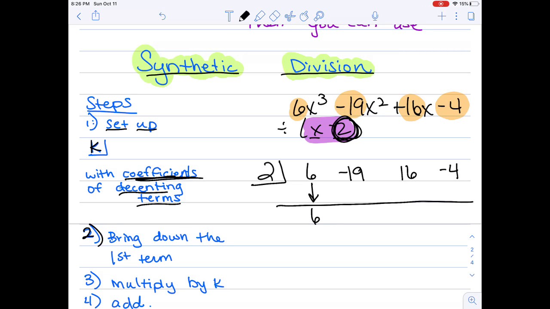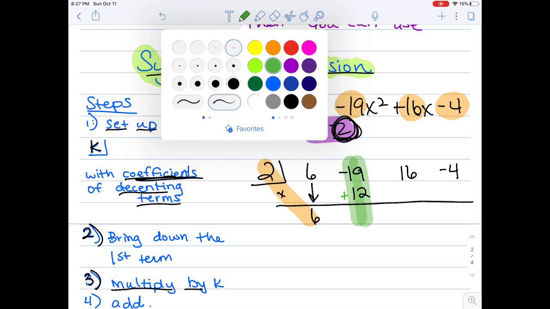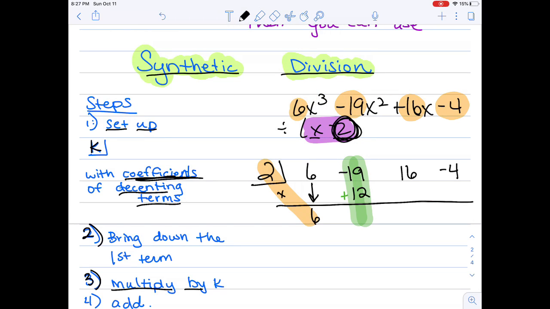Step 2, we're going to bring down our first term, 6. That was pretty easy. Step 3, we're going to multiply by the value of k. So as we go from 2 to 6, we multiply, and we put it right here. Now we add down. So we've got negative 19 plus 12 is negative 7. And now we do this again.